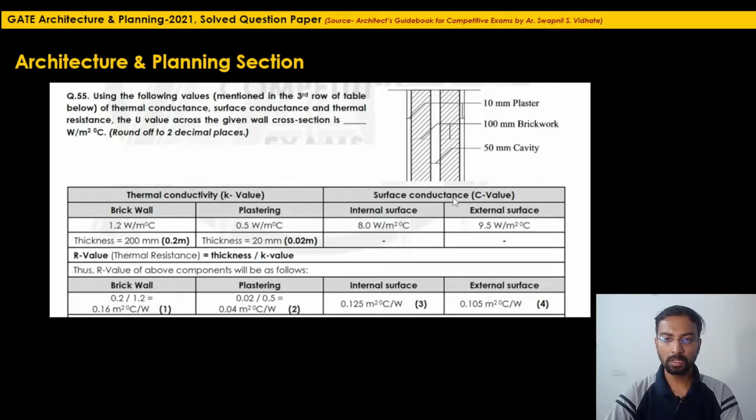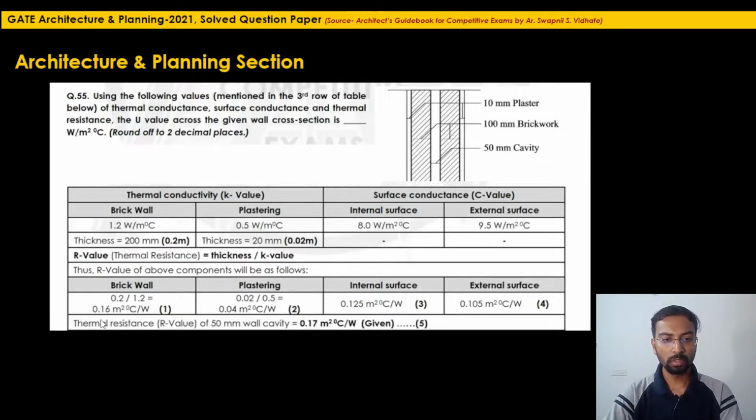Here they have mentioned the surface conductance, that is C value, and we have to find out the R value. The relation between C value and R value is that R value will be equal to the reciprocal of this C value, because they have mentioned surface conductance and we have to identify the surface resistance or thermal resistance. So we will just take the reciprocal of these values. So 1 divided by 8.0 will be 0.125. Again 1 divided by 9.5 will be 0.105.